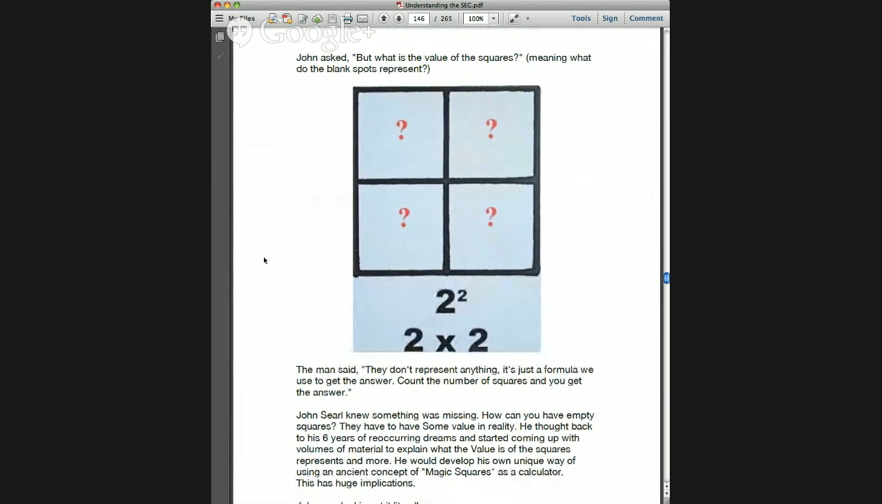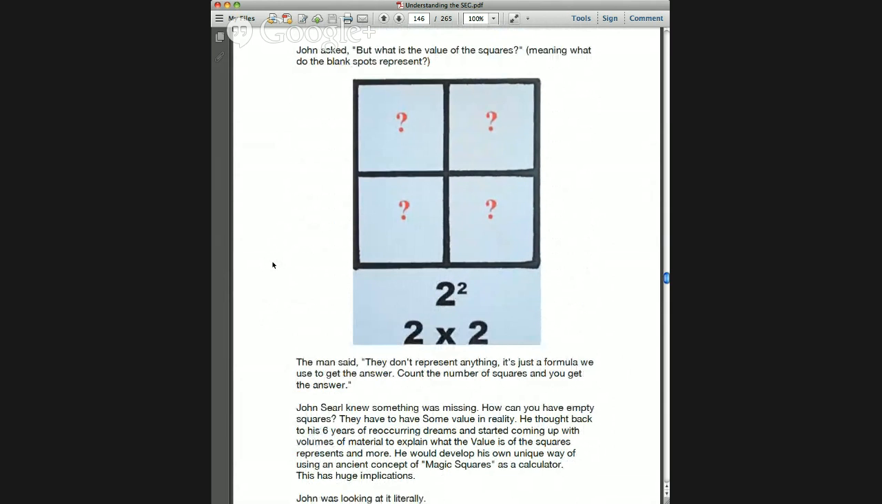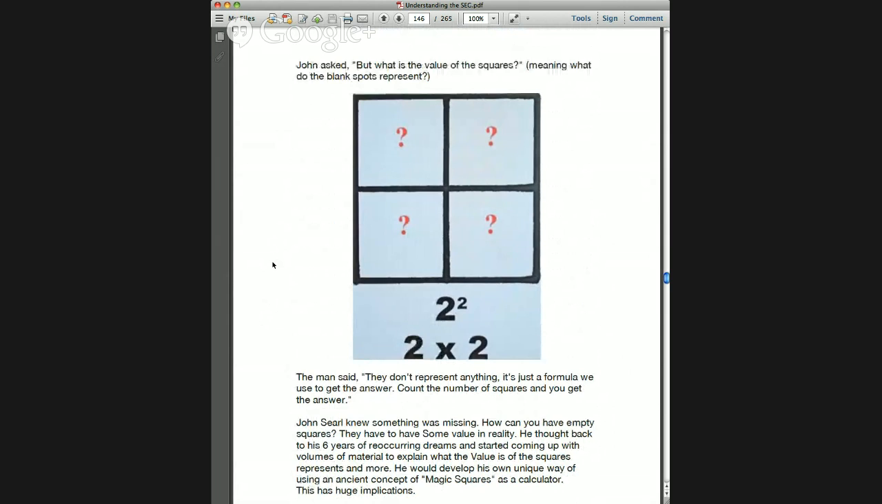John went home that night and said, "Wait a minute, something's wrong. How do you just have squares and nothing in them? If you have a box, you either have something in it, you have air in it, something is occupying the space of the box. You can't just have nothing, right?"